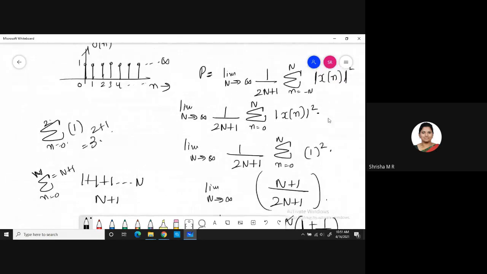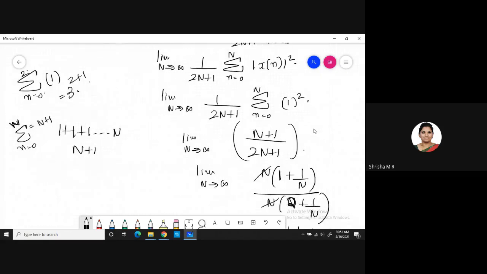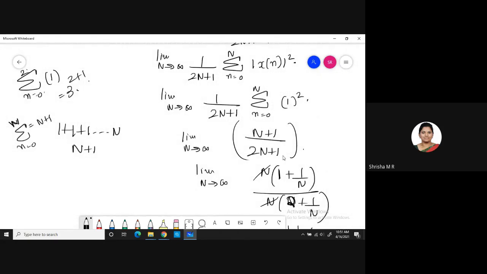How can we write this summation 0 to n of 1 square? Suppose you have a signal from 0 to 2, I can add 1 plus 1 plus 1, and I'll get 3. I have sample 1 at 0, at 1 also amplitude 1, at 2 also amplitude 1. I can add these finite values. I don't know till where n goes, so I can write it as n plus 1.